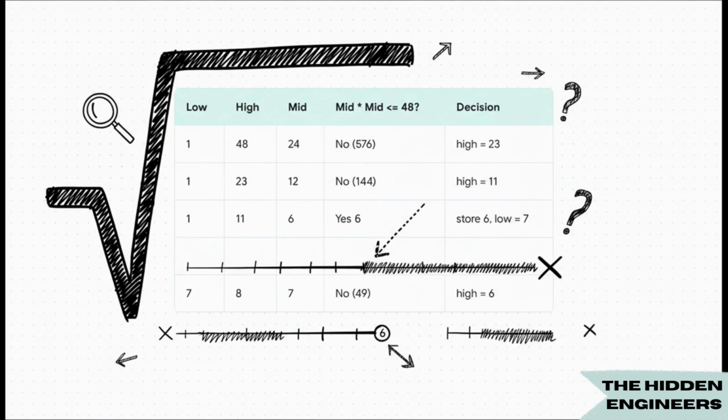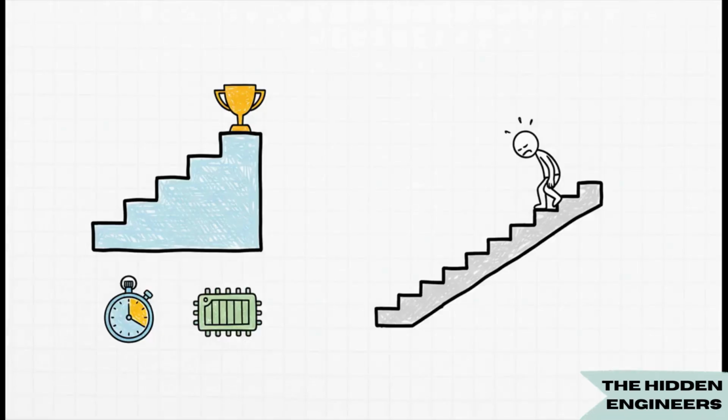We'll hang on to it. But maybe we can do better. So now we search for a larger root between 7 and 11. By just repeating this process of guessing and shrinking, we super quickly zero in on the best possible integer answer, 6. And what's the result of all this?